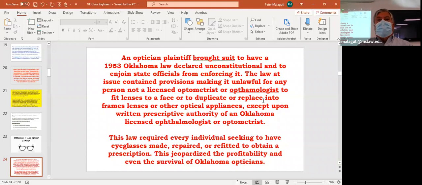In 1953, Oklahoma changes the law. It says an optician cannot dispense glasses unless he gets a prescription from an optometrist or an ophthalmologist. And the optician challenges the law, okay? Now, this is clearly done for health, safety, and welfare reasons. It's a matter of policy. It's an economic or social policy that we're talking about here.